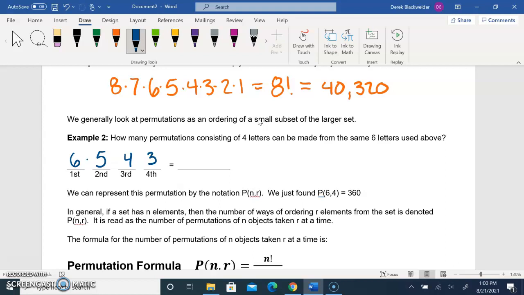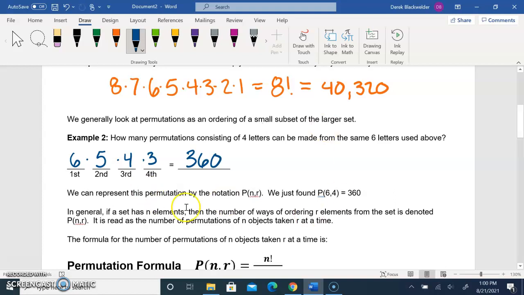So what we do is we multiply these because it's still "and": we're picking 1 letter, and then a second letter, and a third letter, and a fourth letter. So 6 times 5 times 4 times 3, that's going to give me 360.